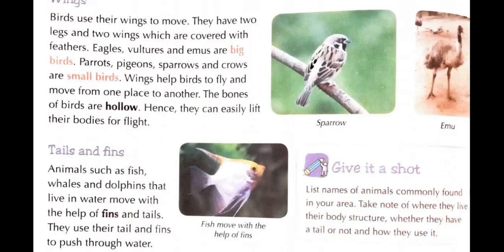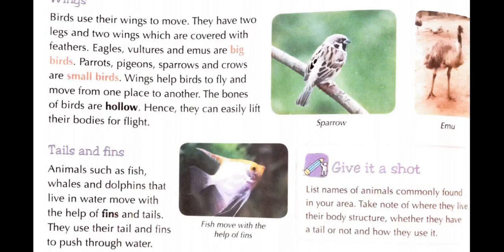Now move on to next, that is wings. Birds use their wings to move. They have 2 legs and 2 wings which are covered with feathers. Eagles, vultures and emus are big birds. Parrots, pigeons, sparrows and crows are small birds. Wings help birds to fly and move from one place to another. The bones of birds are hollow, hence they can easily lift their bodies for flight.